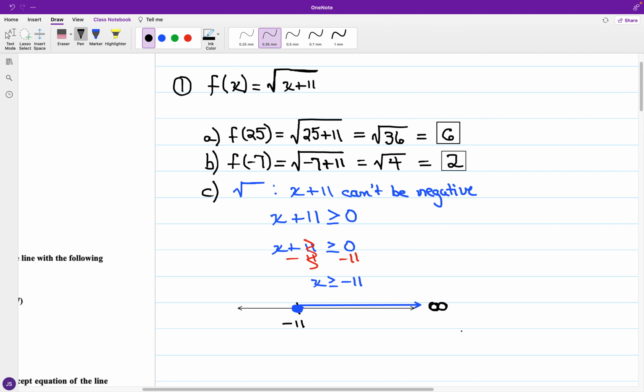So the domain of this particular radical function goes from and including negative 11 all the way out to positive infinity.